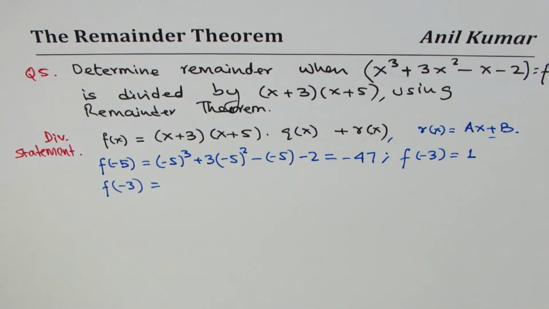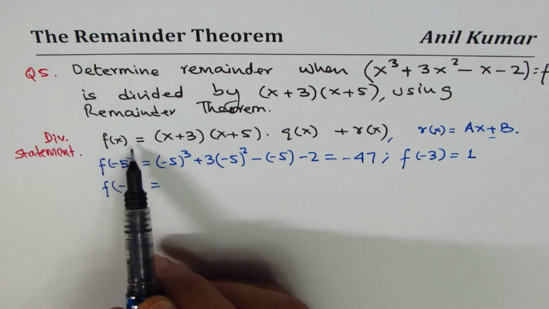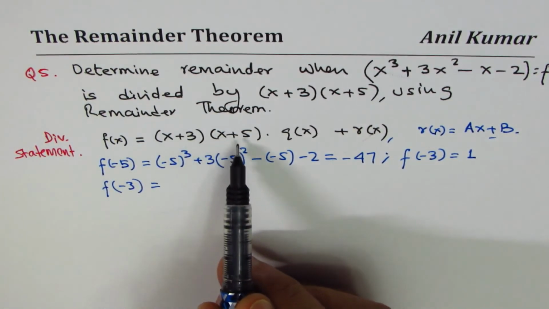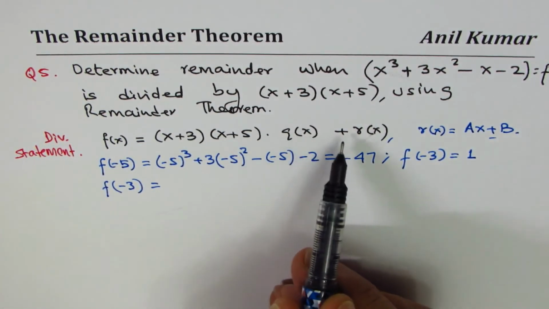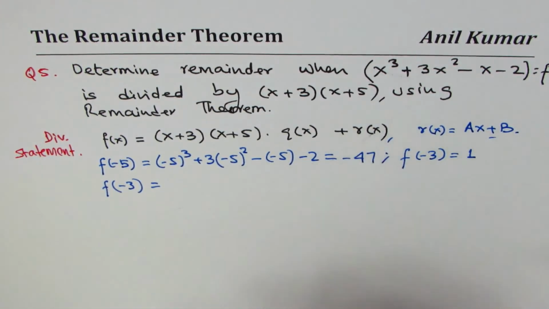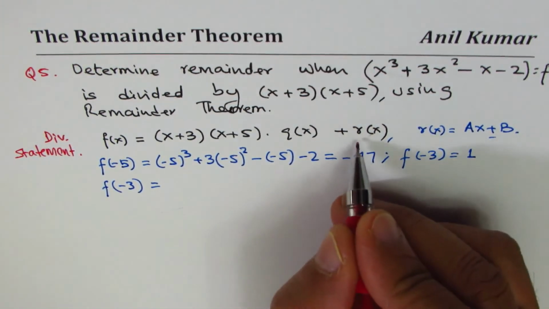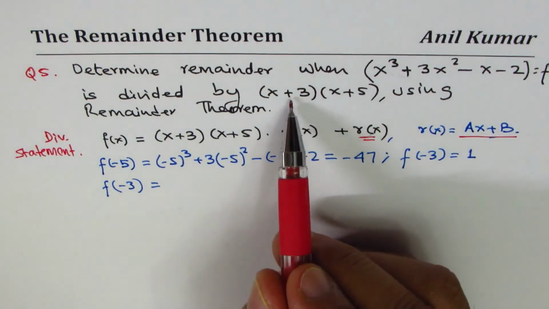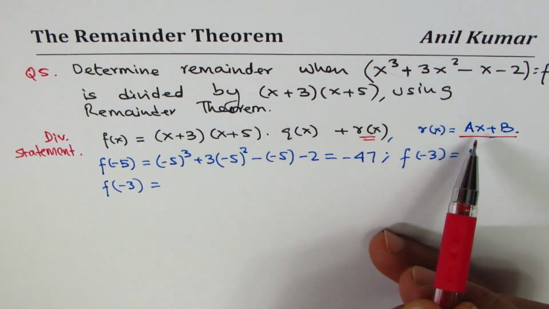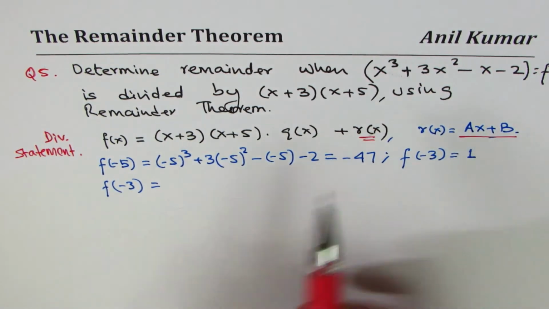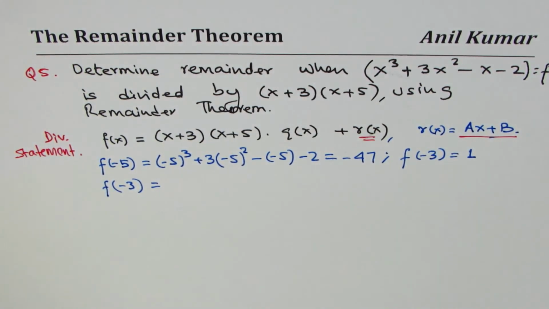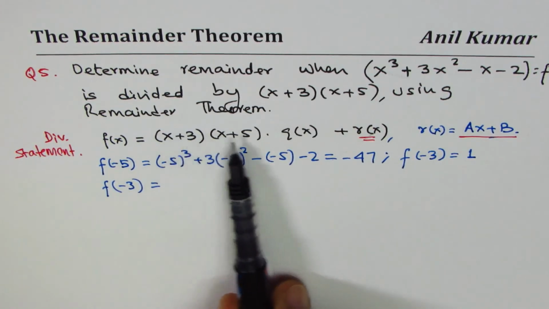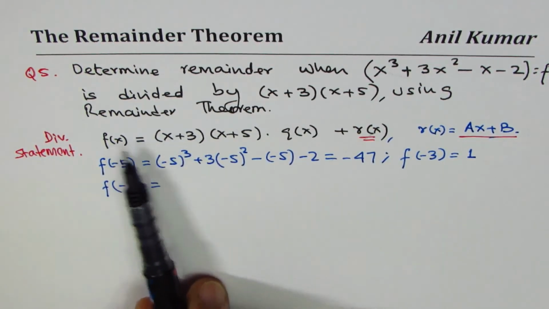Now, let's continue with our question. We are saying f of x is x plus 3 times x plus 5 times quotient plus r of x, and we'll replace r of x with ax plus b. Since we are dividing by a quadratic function, the remainder can be linear. That's the maximum degree, right? So let's plug in minus 3.